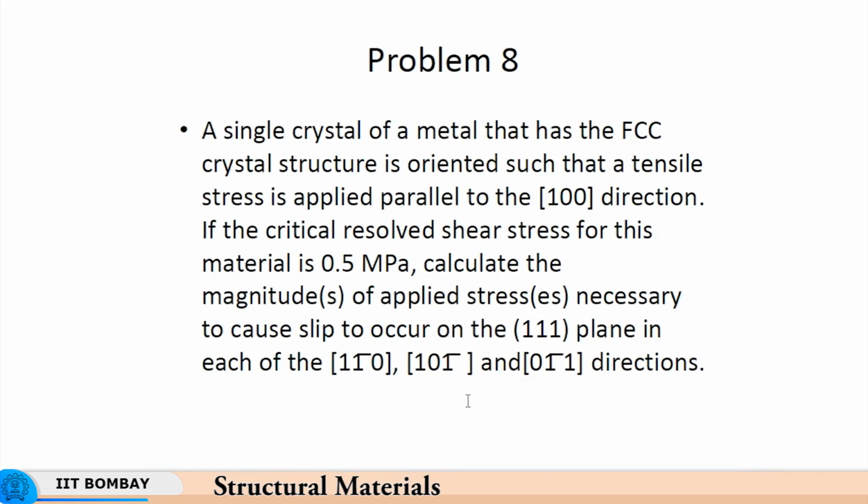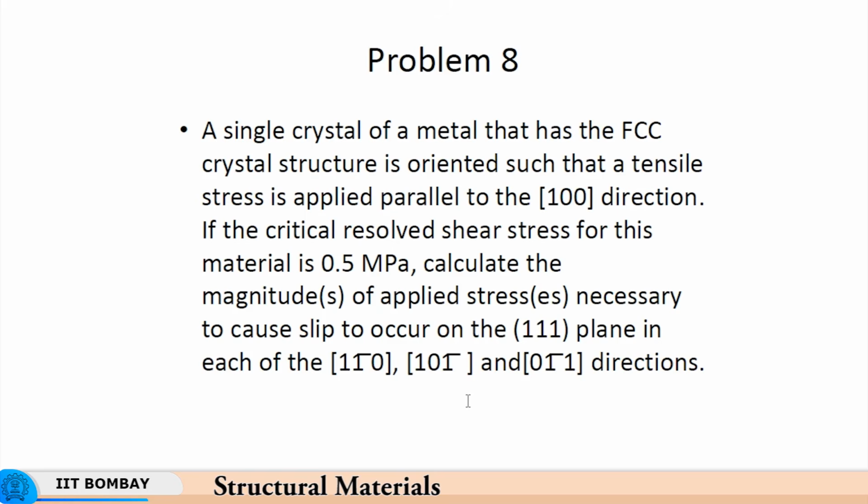A single crystal of metal that has an FCC crystal structure is oriented such that a tensile stress is applied parallel to the [100] direction. If the critical resolved shear stress for this material is 0.5 MPa, calculate the magnitudes of the applied stresses necessary to cause slip to occur in the (111) plane in each of the [1 1bar 0], [1 0 1bar] and [0 1bar 1] directions. So you have the slip plane as the 111 plane, and the directions are these. So these directions should lie on this slip plane.